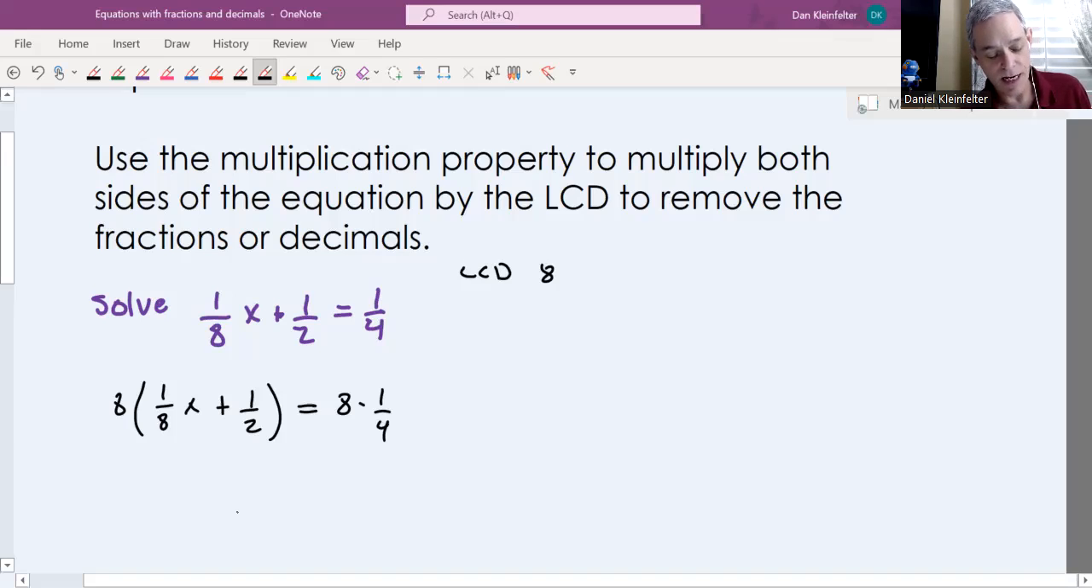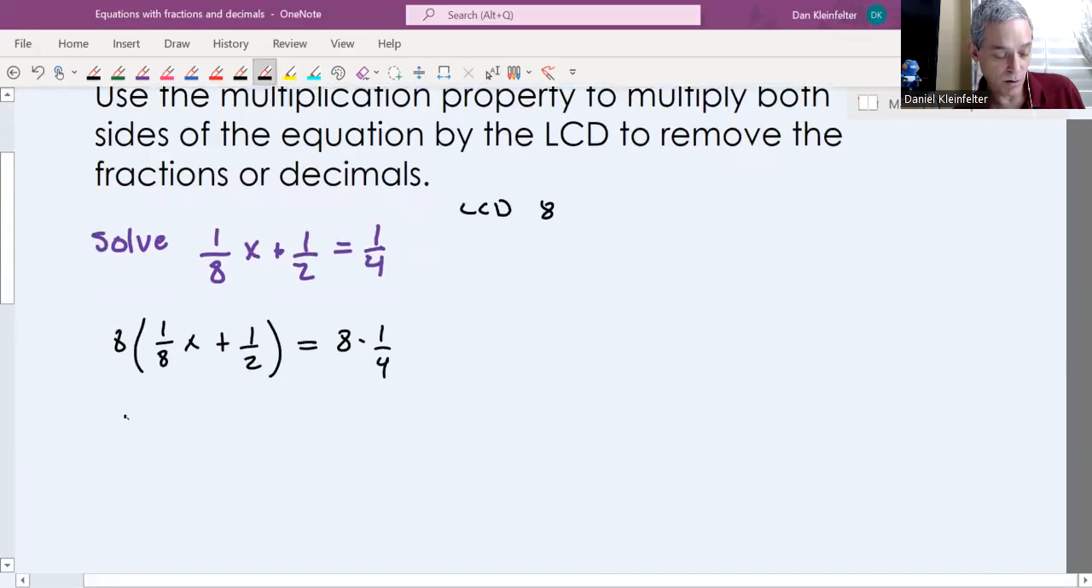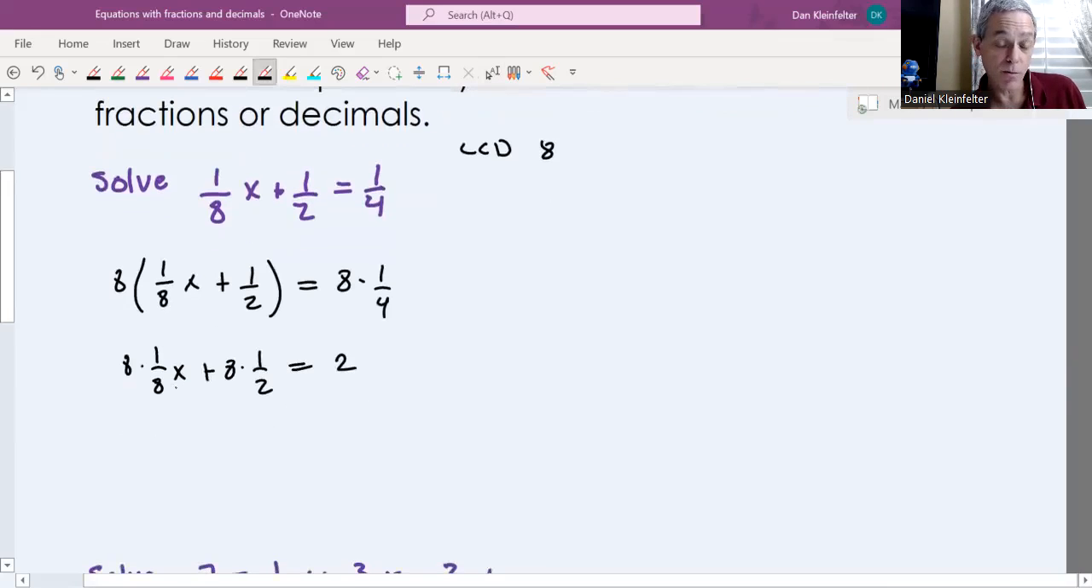So we've multiplied both sides by 8, and so let's distribute now. So we'll have 8 times 1/8 x plus 8 times 1/2, and then 1/4 of 8 is going to be 2 on the right side. Okay, 8 times 1/8 is going to be 1. 8 times 1/2 is 4. Okay, and now we should be free of the fractions, right? So we can subtract 4 from both sides, and we'll get -2 for a solution.